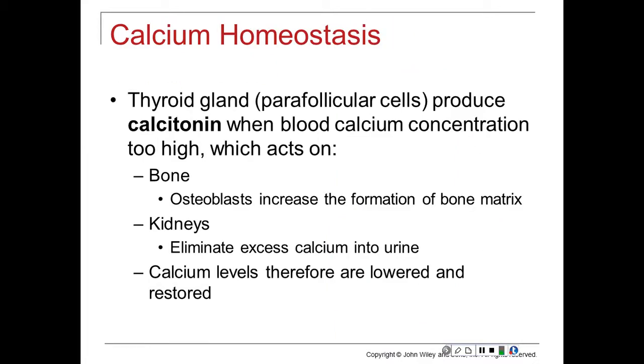In the opposite, calcitonin is going to be secreted. So the thyroid gland secretes calcitonin. Calcitonin is going to be secreted when blood calcium levels are too high. So when blood calcium levels are too high, your osteoblasts are going to begin pulling calcium from the blood and using it to build bone matrix.